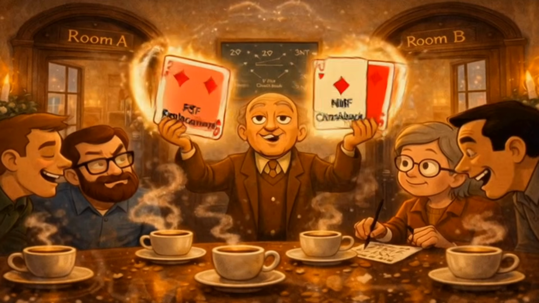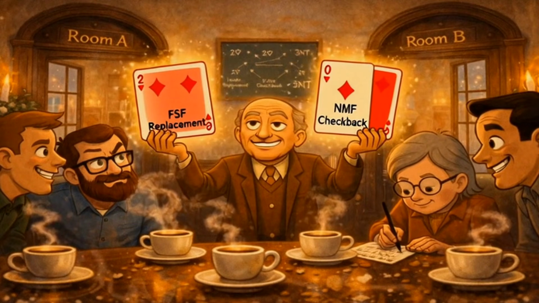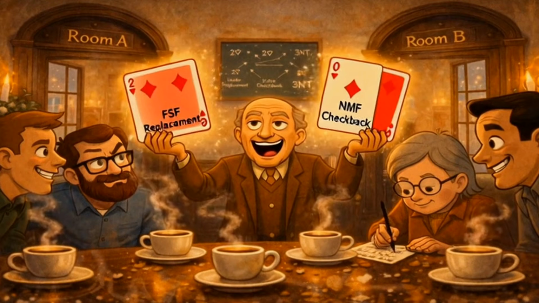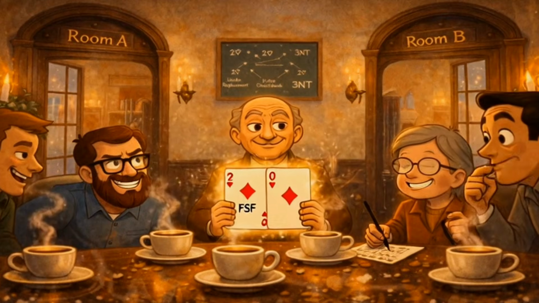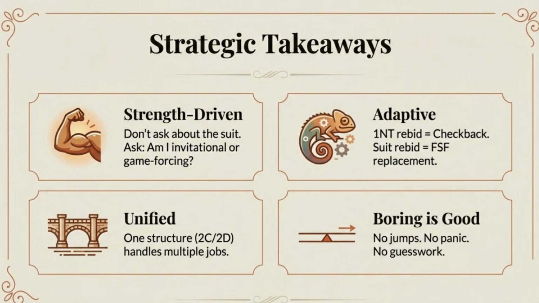So, what are the big takeaways from all of this? If you're thinking about maybe adding XYZ to your own system, what are the core ideas you really need to remember? First, always think about strength, not suits. The question is, am I invitational or am I game forcing? Second, remember the convention just adapts based on what opener rebids. A suit rebid is a totally different context than a no-trump rebid. And finally, and this is a big one, remember that having one structure that does two different jobs isn't a bug. That's the entire point. Good auctions with XYZ should feel simple, efficient, honestly a little boring. And that's a good thing.